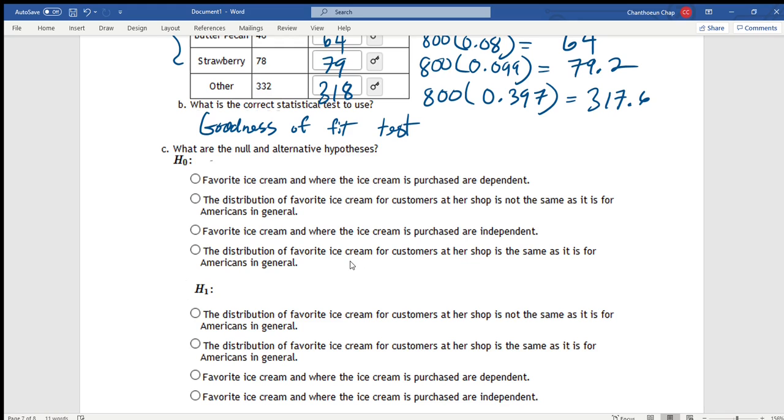For the null hypothesis, that's the statement of no difference. So we're going to say the distribution of favorite ice cream for customers at her shop is the same as it is for the Americans in general. For the alternative hypothesis, it would be the complement of the null hypothesis. The complement would be, for the alternative hypothesis, we have the distribution of favorite ice cream for customers at our shop is not the same as it is for Americans in general.